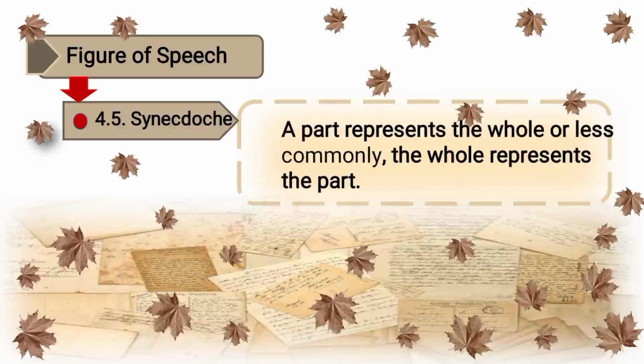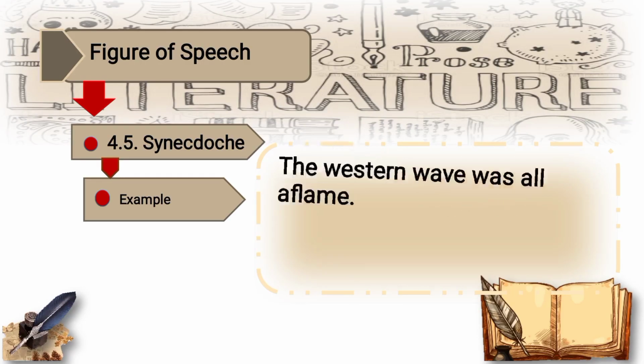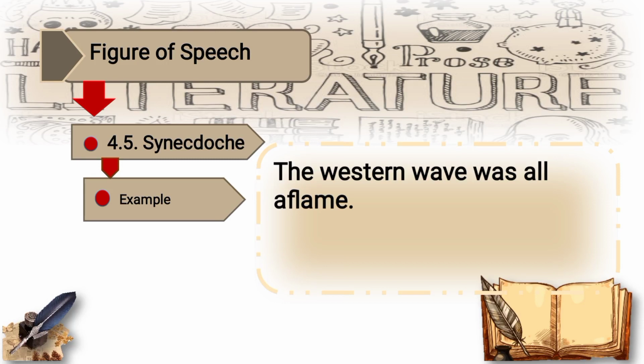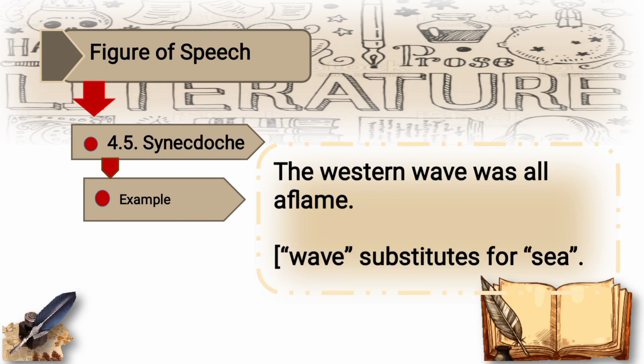It is a part represents the whole, or less commonly, the whole represents the part. Closely related to metonymy, it is an important poetic device for creating imagery. For example, "the western wave was all aflame." So the wave substitutes for the sea. Another example is "Can I borrow your wheels?" So the wheels there represent a car. So that's how the synecdoche is used. So one part will represent the whole, or the whole will represent the parts.